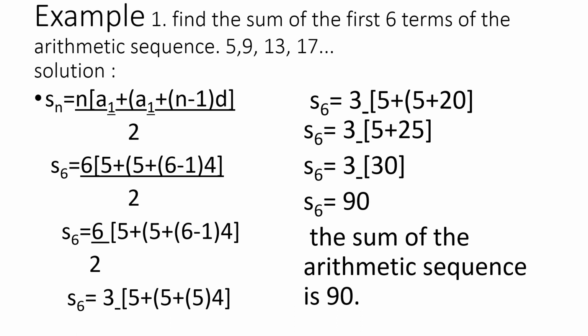Then S sub 6 is equal to 6 divided by 2, which is 3, bracket 10 plus open parenthesis 6 minus 1, which is 5, times 4. S sub 6 is equal to 3 bracket 10 plus, 4 times 5 is equal to 20. S sub 6 is equal to 3, bring down bracket 10 plus 20 is equal to 30. Then S sub 6 is equal to 3 times 30, which is equal to 90. So now our S sub 6 is equal to 90, and the sum of the arithmetic sequence is 90.